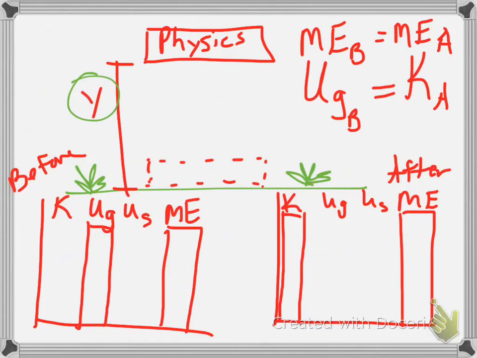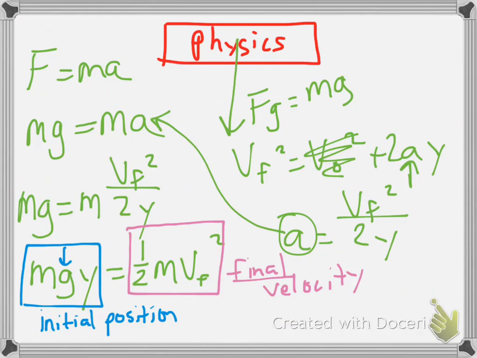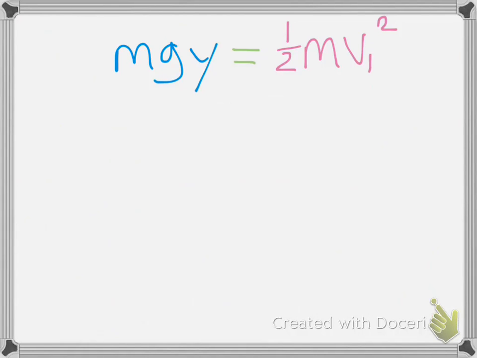So if we backtrack to here, we see that we have this equation that says that the initial potential energy equals the final kinetic energy. We know potential energy has to do with how far away from the reference point you are. We know that kinetic energy has to do with how fast or what your motion is like. So this equation is actually showing us the exact same thing. It's saying that our potential energy, mgy, has to equal our final kinetic energy, which is 1/2 mv squared, and this is final velocity.